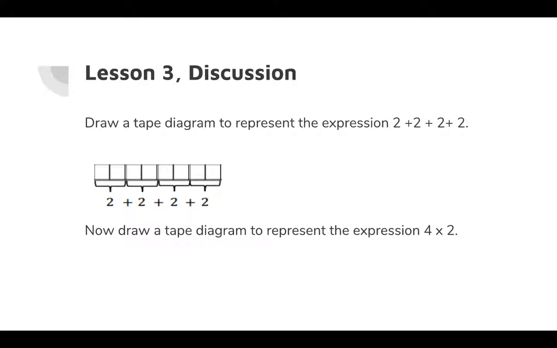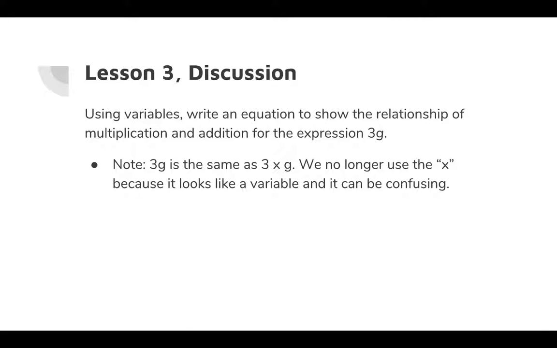Now draw a tape diagram to represent the expression 4 times 2. So you have 4 groups of 2. And there's 2 groups of 4. So there's 4 boxes, and there's another 4 boxes, and there you have 2 groups of 4.